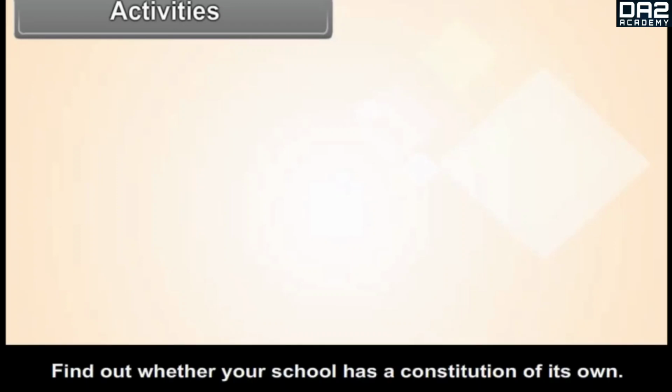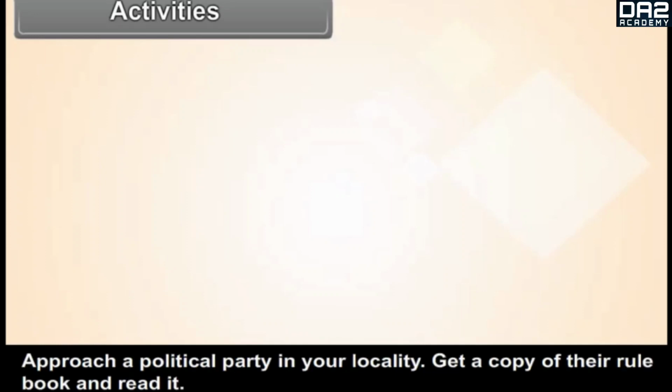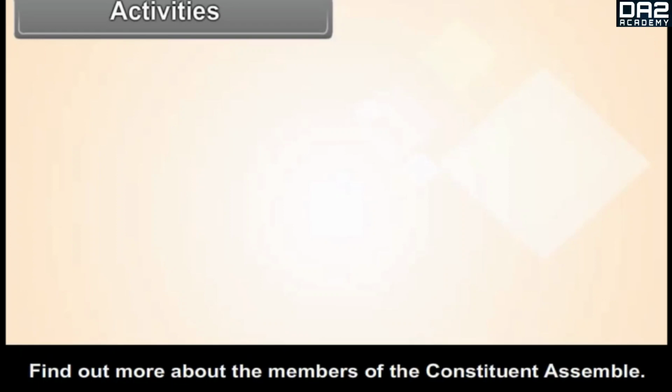Activities. Find out whether your school has a constitution of its own. Approach a political party in your locality. Get a copy of their rule book and read it. Find out more about the members of the Constituent Assembly. Find out in detail the different committees of the Constituent Assembly. Display a collection of photographs and short notes on the members of the Constituent Assembly.